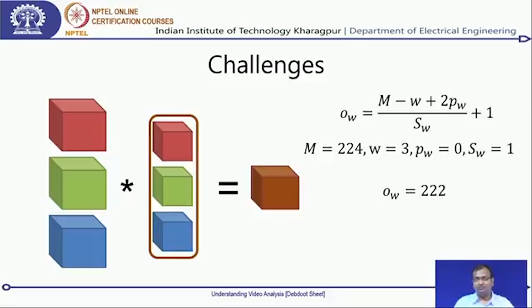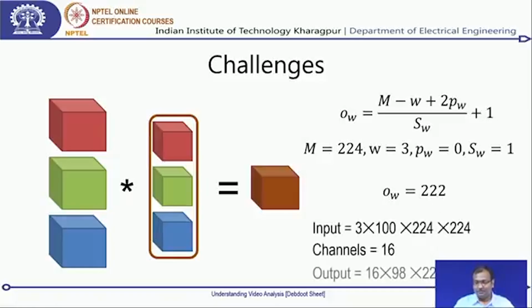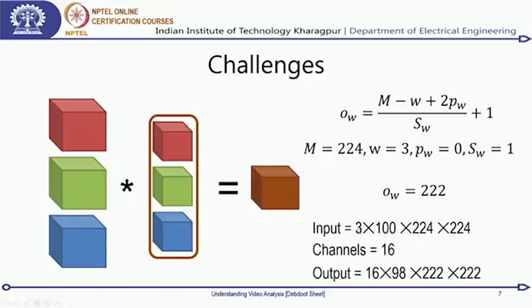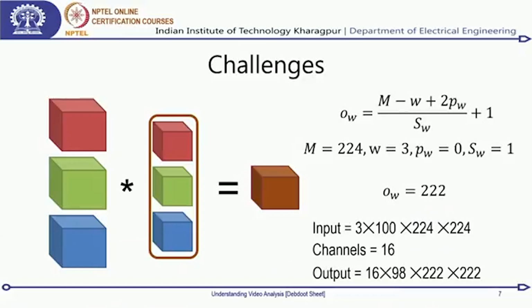So, now I need to get down into what will happen in the 3D case. Say my input over here is 3 cross 100 cross 224 cross 224, which technically means that I have 100 frames available over there, each of size 224 cross 224. And now my total number of convolution channels, I was doing it just with one channel, but my total number of convolution channels in my convolution layer is 16. So, that is the total number of kernels I have.